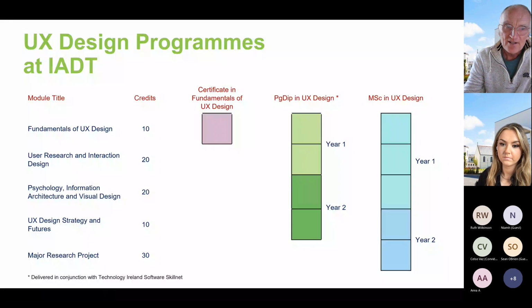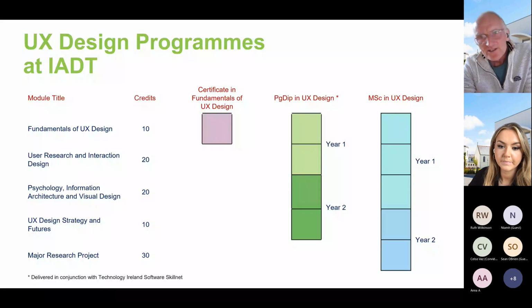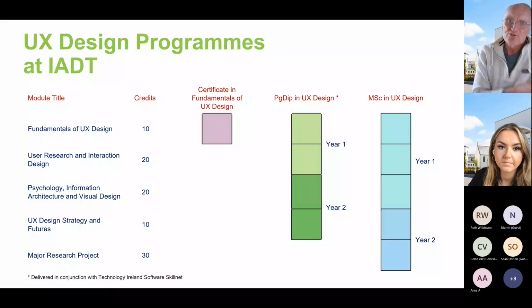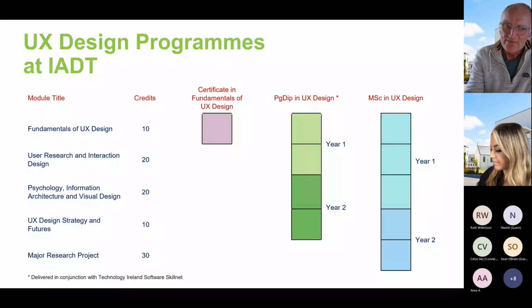I'll talk about how the course is structured in a moment. So the MSc, as I said, is 4 modules. We also run a postgrad diploma in UX design, but this is run over 2 years. In the first year, you just do the first 2 modules, and then in the second year, you do the second 2 modules. So the postgrad diploma in UX design runs slightly slower. Students who do that course often then transfer over to the MSc, and they do the major research project module, and then they get an MSc.